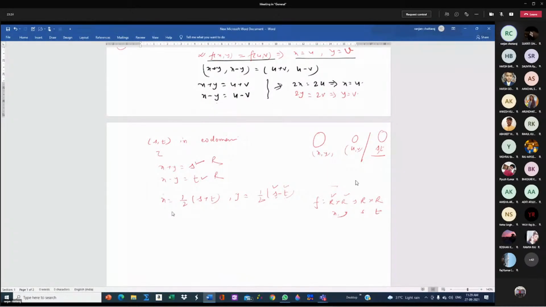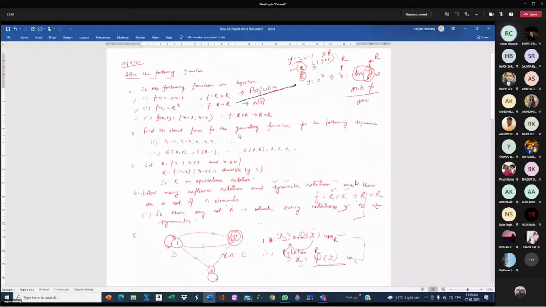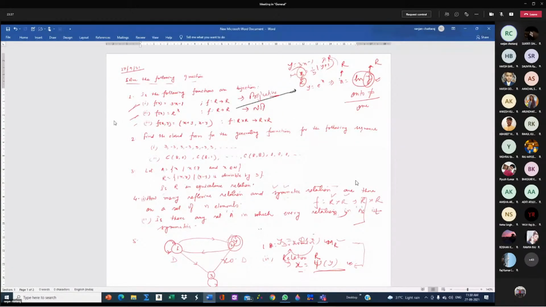So the third one is also a bijection. So what is the difference between these three? The first and second are single-variable functions, single valued in fact. And this is a two-variable function, which is also a bijection. Okay, come to the second one. How to solve it?